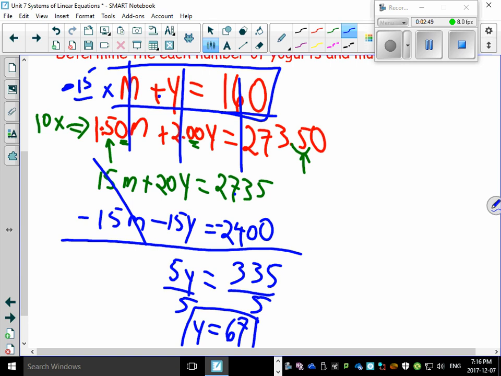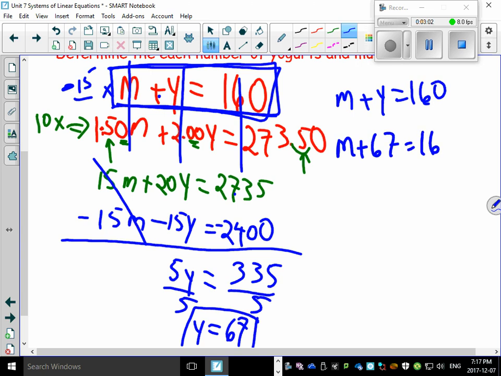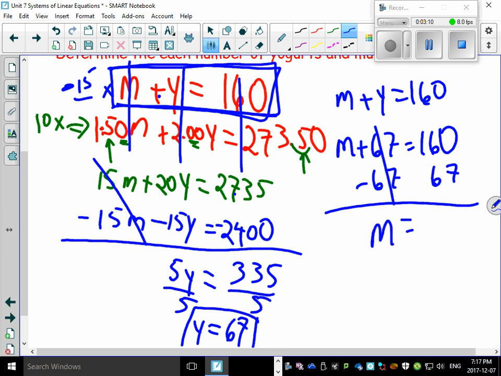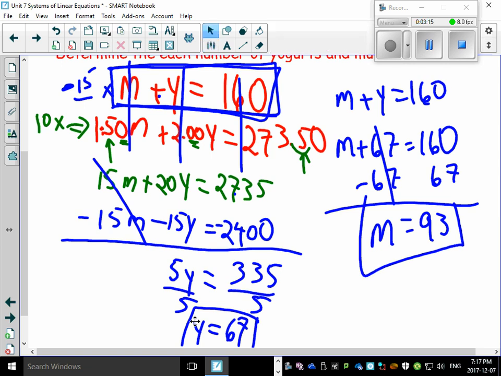Now, let's figure out how many muffins were sold. Go back to the original question, because muffins plus yogurts equals 160. I sold 67 yogurts, so I should be able to figure out from there how many muffins I sold. If you cancel this out, the muffins work out to be a whole 93. So I sold 93 muffins, 67 yogurts, and that's how you solve the muffin yogurt dilemma.